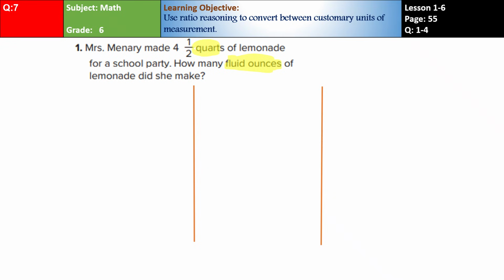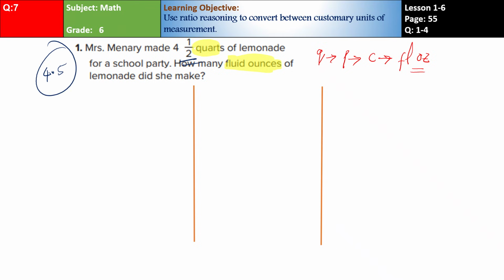What we will do first, we will convert the quarts to pints, then pints to cups, then cups to fluid ounces. So we will follow this way and then we will reach our answer. First we have 4.5. If 4.5, that means 4.5. So I will use 4.5.